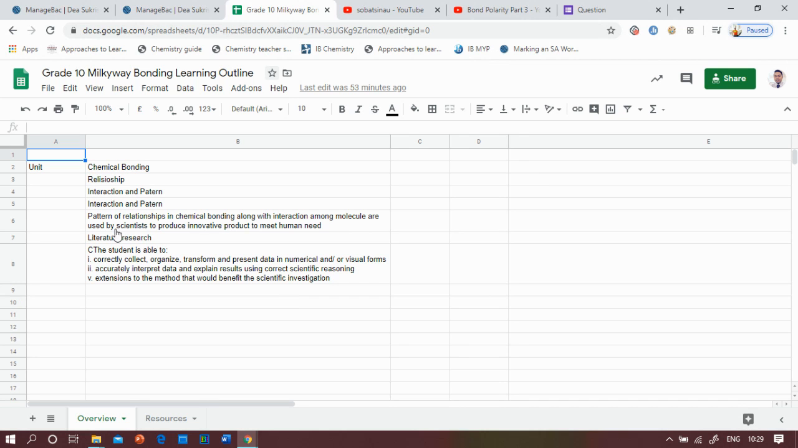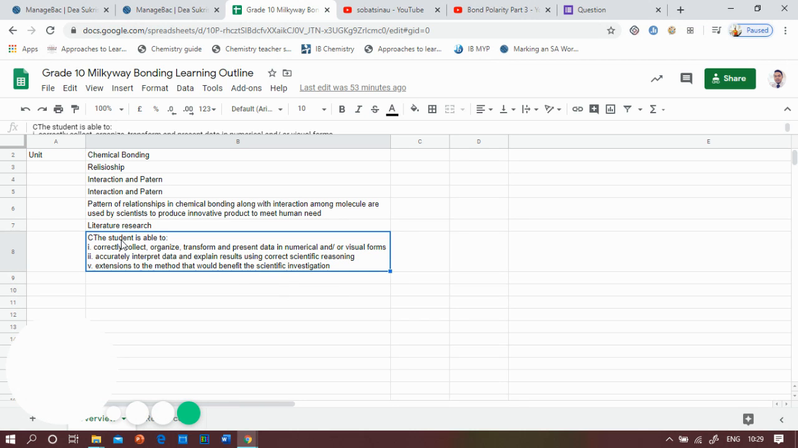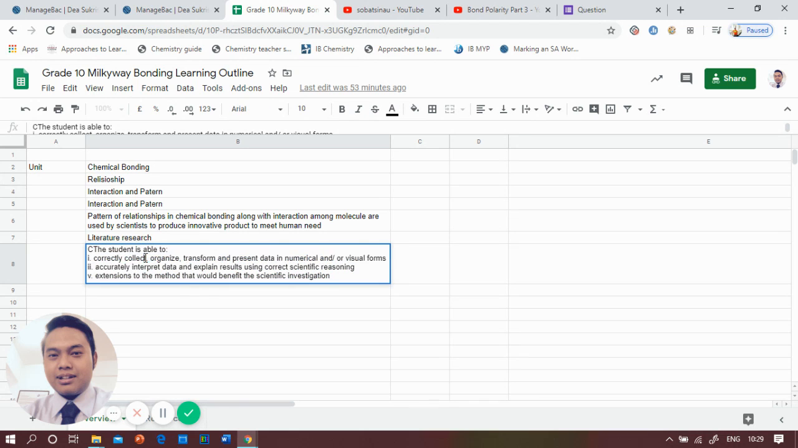Okay, so the summative assessment will be criterion C, but only C1, C2, and C5. C1, correctly collect data, will be eliminated, because the data will be from me, and you're going to be asked to organize that.